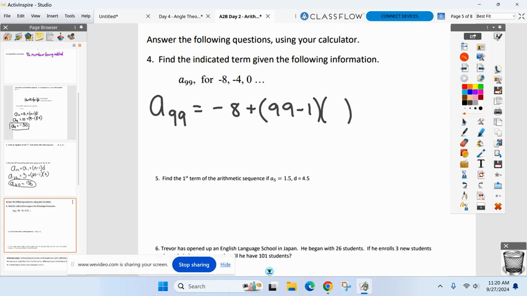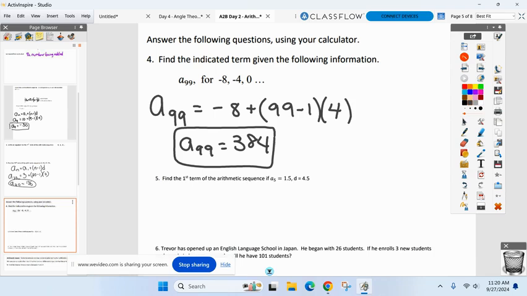The only concern I would have is what is the common difference here, the d value? Positive 4, right? The thing about numbers is you can kind of mess up on this one. 384. Yeah. All good? Okay.